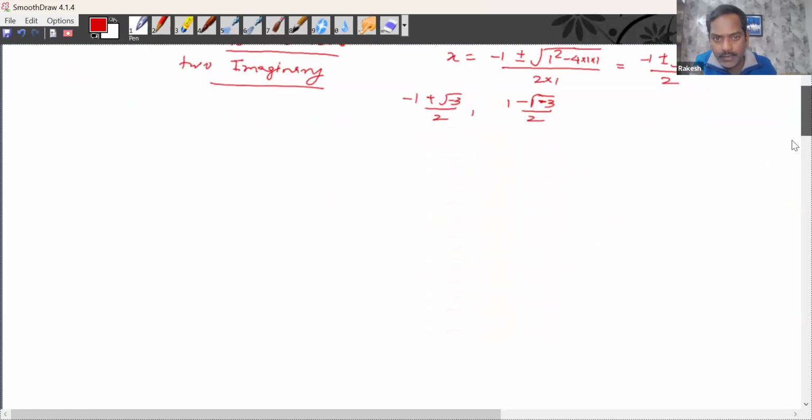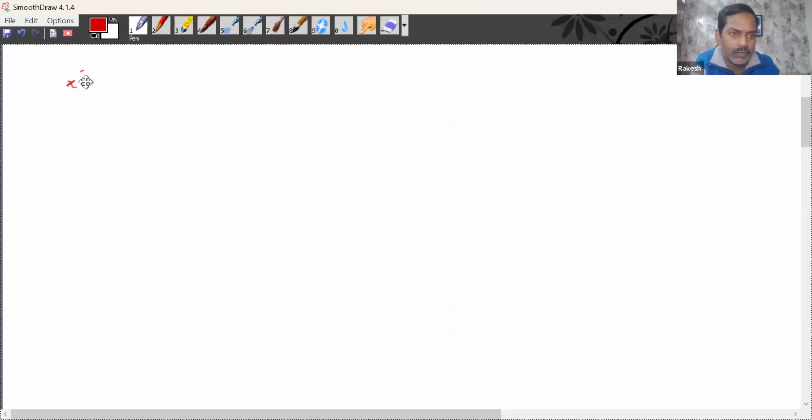So let's take one example. x square minus 8x plus 15 is equal to 0. We don't want the roots. We just want to figure out what will be the nature of the roots. Will the roots be equal? Are they real and different, or are they imaginary?